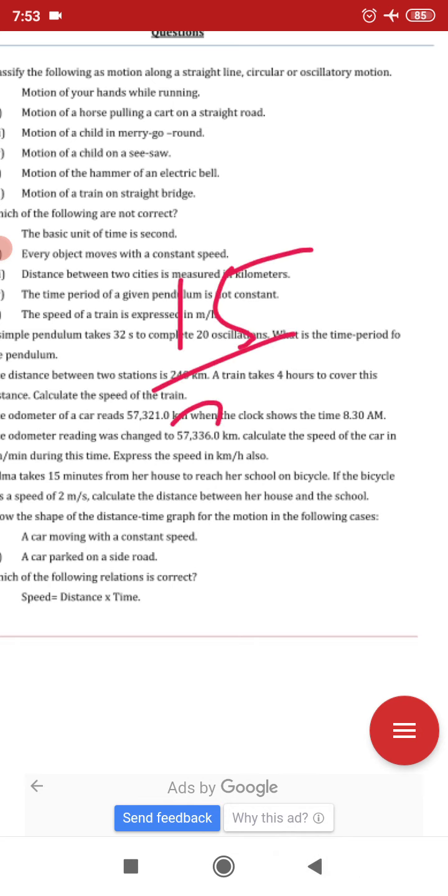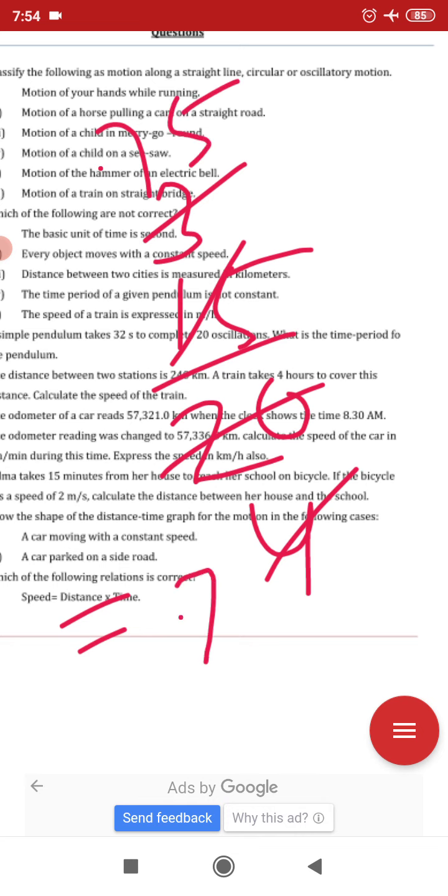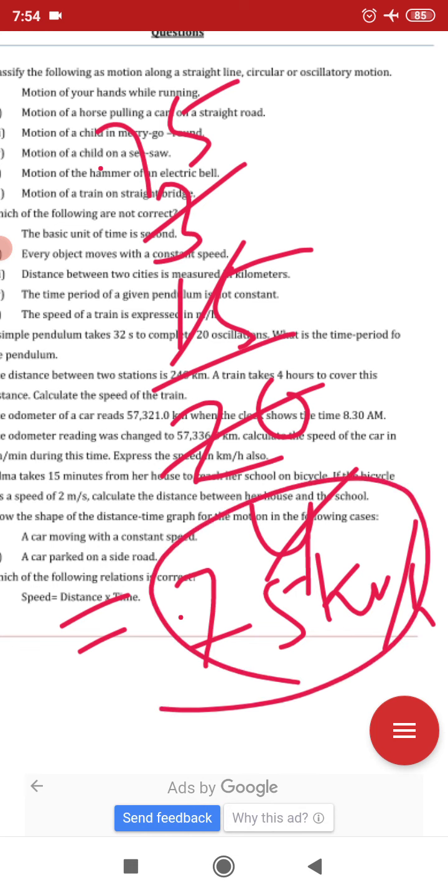15 by 20. Cut these two, both are divisible by 5. So 5 3s are 15, 5 4s are 20. So 3 by 4. So just convert 4 sevens are 28 and 4 fives are 20, so 0.75 kilometer per minute. So this is the distance, this is the speed of the car.